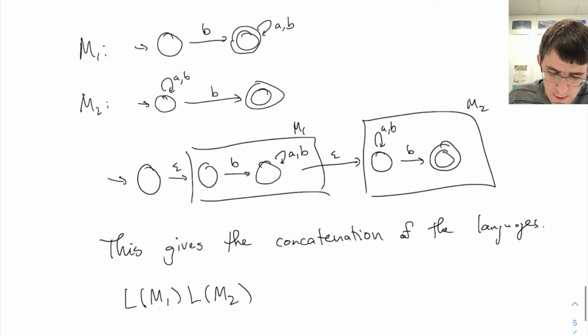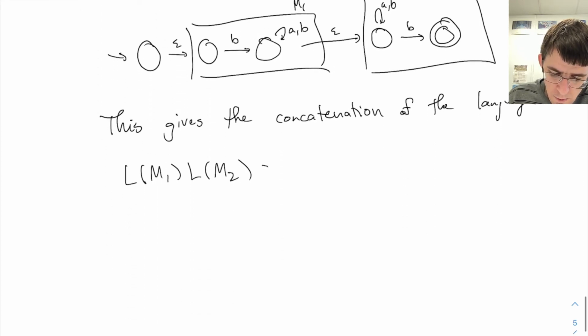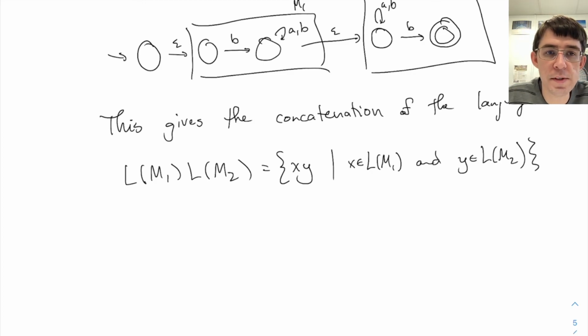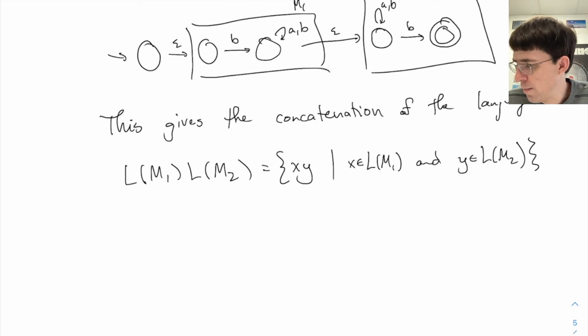So as a set, the definition is it's all XY such that X is in L of M1 and Y is in L of M2. That's the meaning of this thing over here. There's no operation right there. We don't write an operation there. L of M1 followed by L of M2.